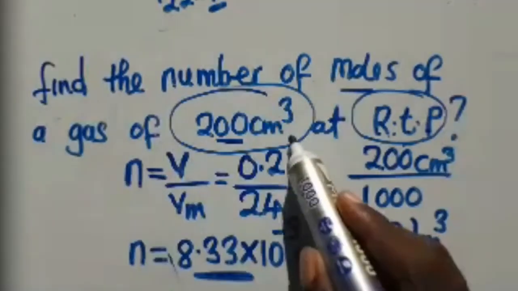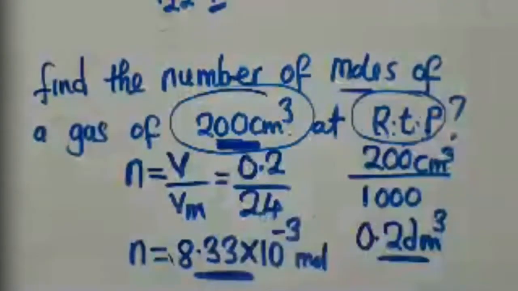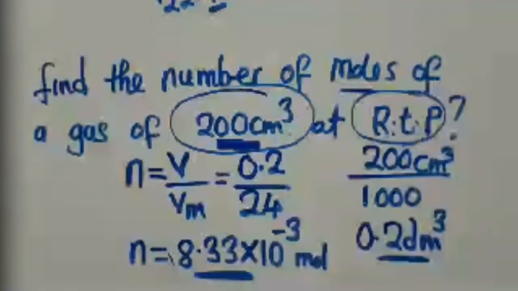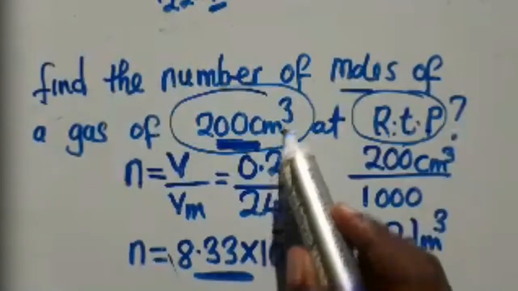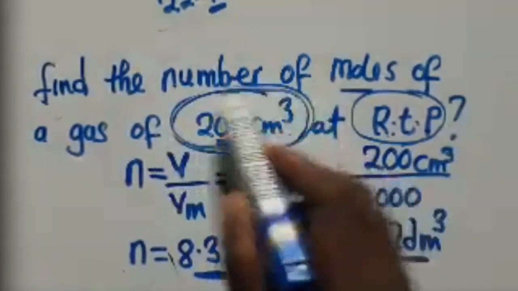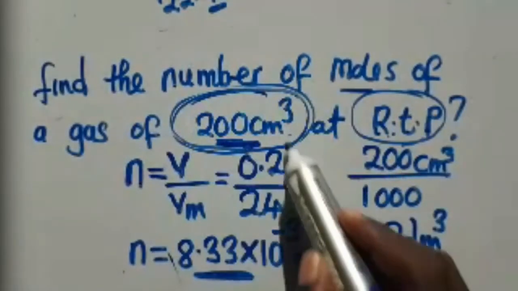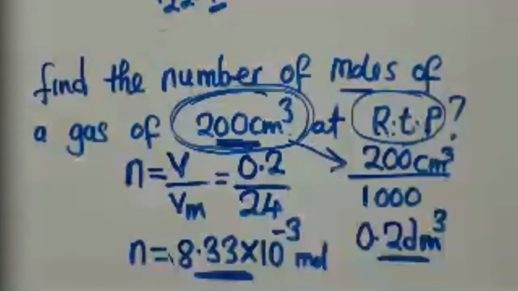This one should always be converted unless you are told that the volume should be in this, but always we convert the volume to decimeters cubed. We need to make sure that the volume is in decimeters cubed. So whenever you see a question where it is just like this, you need to make sure that you convert to decimeters cubed the same way I did here. This is what you are supposed to do. Hope I've answered the question.